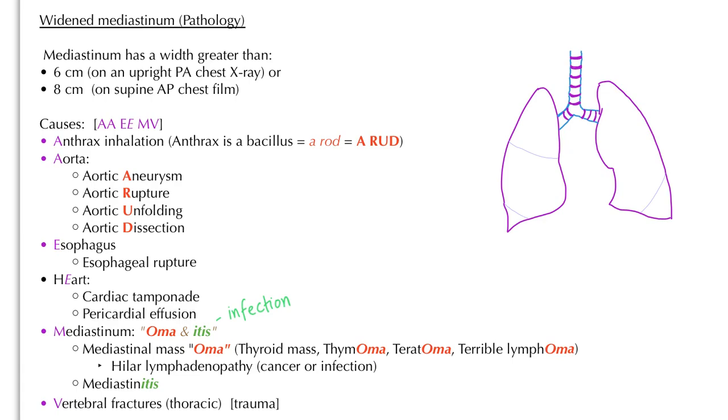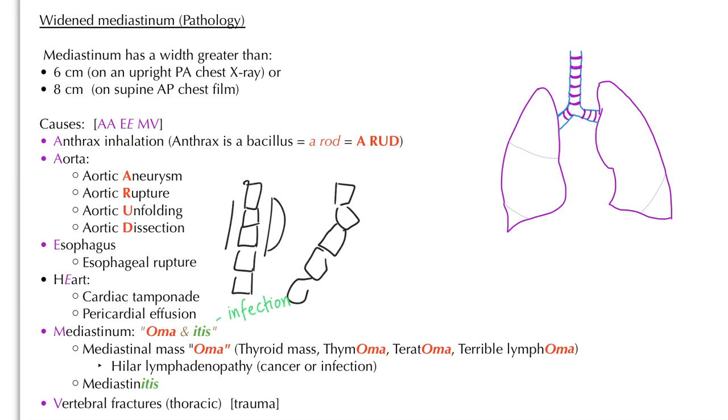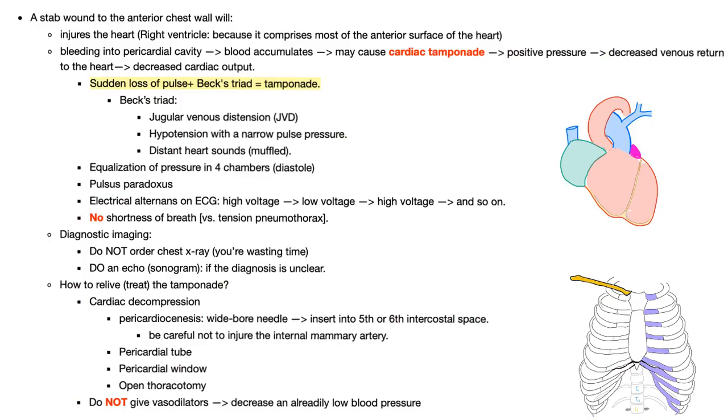Why vertebral fracture? Okay, normally your vertebra is like this, tiny boxes, and it gives you a nice shape of the skeleton. Let's say that now it's like this, all right? If you had a lung here and a lung here, now we have a lung here and a lung here. The distance between them is widened. It's a widened mediastinum. A stab wound to the anterior chest can lead to two fatal things. One, cardiac tamponade. Two, tension pneumothorax.